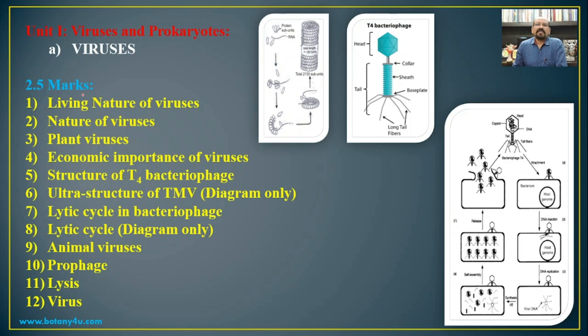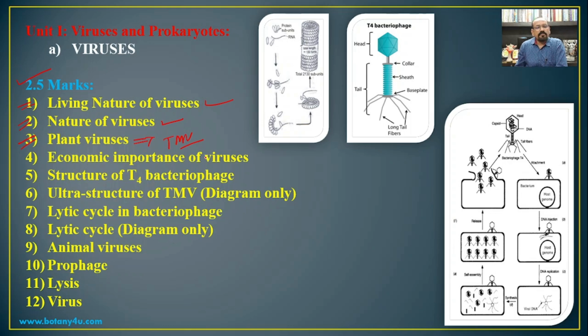The second type of questions on viruses for 2.5 marks includes the living nature of viruses and the second one, that is nature of viruses, that we have already seen in a 5-mark question. So on this basis, you can see the same type of questions are asked sometimes for 5 marks as well as for 2.5 marks. Then there is another type of question, that is plant viruses, again for 2.5 marks. Here you can provide the tobacco mosaic virus.